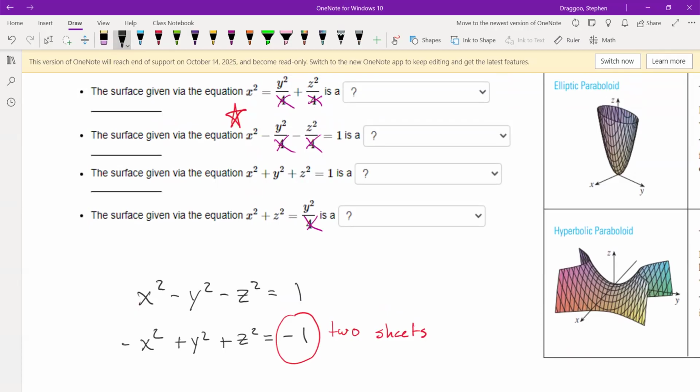So identify that shape as a hyperboloid. Yeah, hyperboloid. Let's just go with that. 2 sheets, where the 2 is the interesting part there. So that'd be my method for figuring this one out.